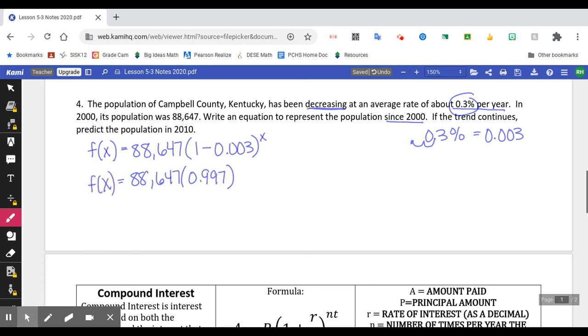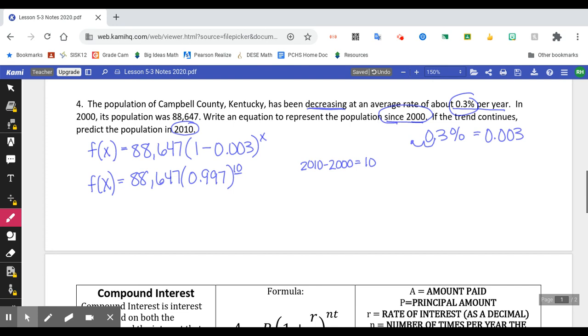Now, the difference here is we can't put 2010 because it's not happening for 2010 years. It's only happening from 2000 to 2010. So we have to take 2010 minus the year we started, and that only equals 10 years. So 10 is going to be what you plug in here. Okay, you're going to have to pay attention to that. You can't just plug in the number it gives you every time.